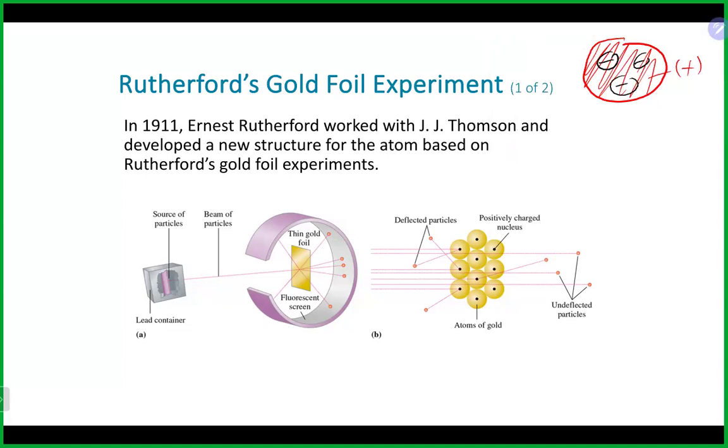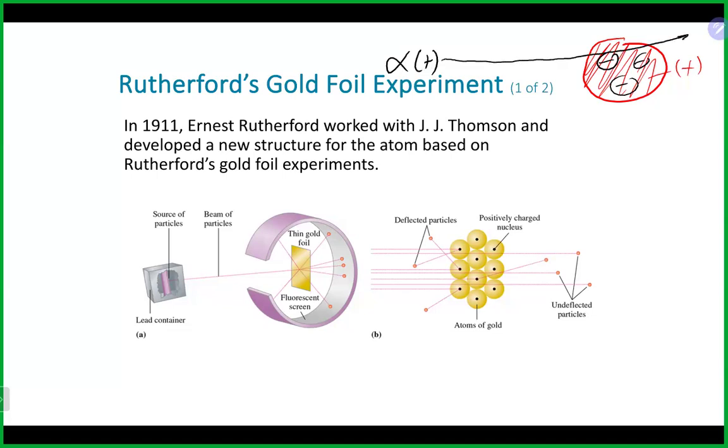So what Rutherford did was he took alpha particles, and if you remember, those are our positively charged particles, and he basically shot them at pieces of gold foil, which are basically atoms of gold. And what he expected to happen was when he shot these positively charged particles, which are moving really, really fast, he expected it to go through, but there would be some deflection, right?